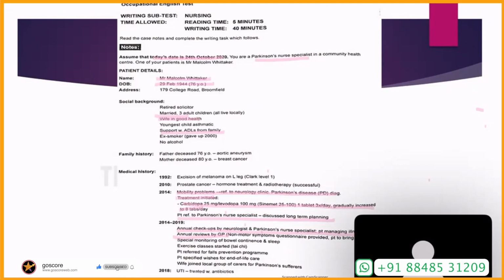Then straight away you can say about the annual checkup. Patient referred to Parkinson's nurse specialist. We are already mentioning the annual checkup with the Parkinson's nurse specialist, so don't write it twice. Straight away you come: he has been having annual reviews with the neurologist, Parkinson's nurse specialist, and general practitioner. Okay, good. You've got an idea, and I'll just tell you in my own words.